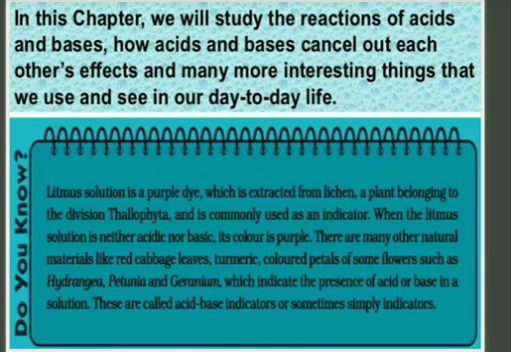Okay, now you know very well, as I have discussed, lichen is a purple dye and it belongs to the plant kingdom, that is Thallophyta, and there were many more indicators which can be used, like you have seen the red cabbage leaves and turmeric, colored petals of some flowers. They can be called acid-base indicators, or easily we can simply say indicators.